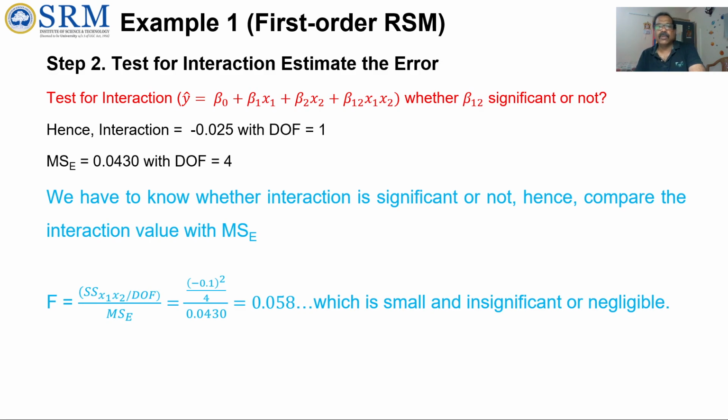The F value is 0.058. Definitely it is very low, because we know an F value should be something like 30, 10, 12. Comparatively it is very low. Or we can refer to the F table with these degrees of freedom, and we can say it's significantly lower.